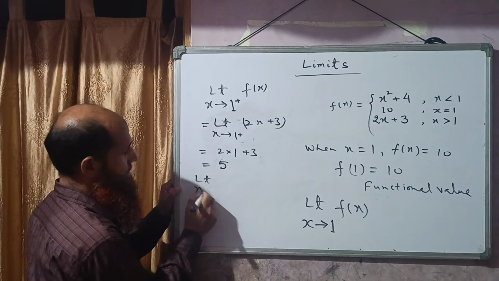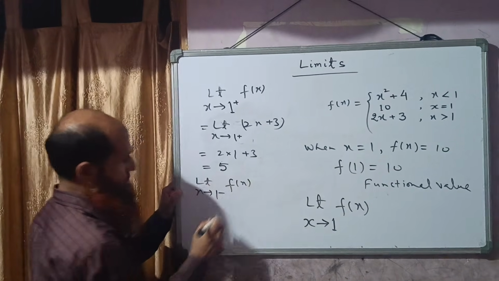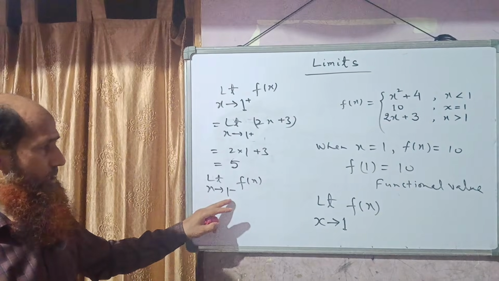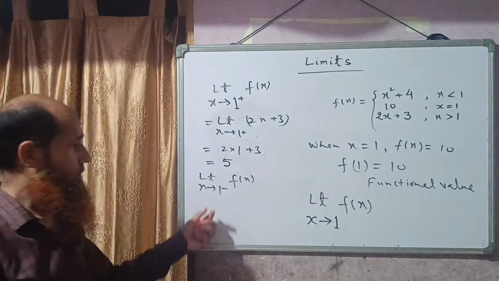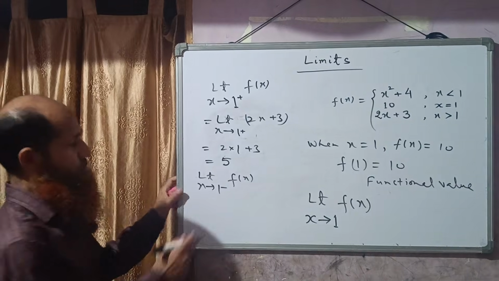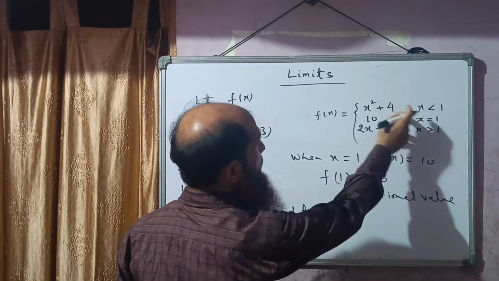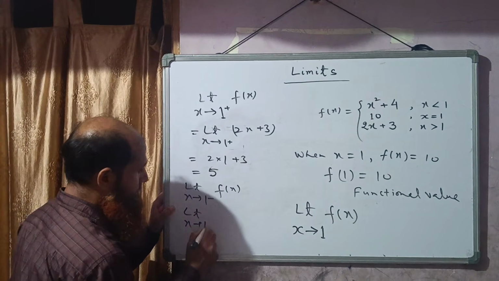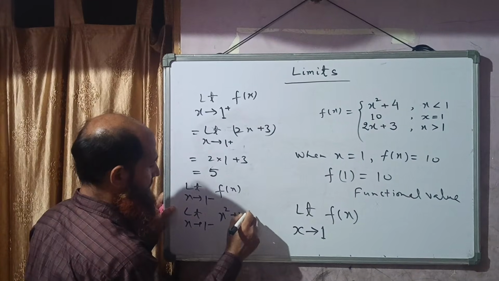Limit x tending to 1 minus f(x). So when x is not equal to 1 but it is slightly less than 1, to whatever value f(x) approaches, that is called left hand limit. So when x is less than 1, what we have? x square plus 4. So we should write limit x tending to 1 minus f(x) means x square plus 4.